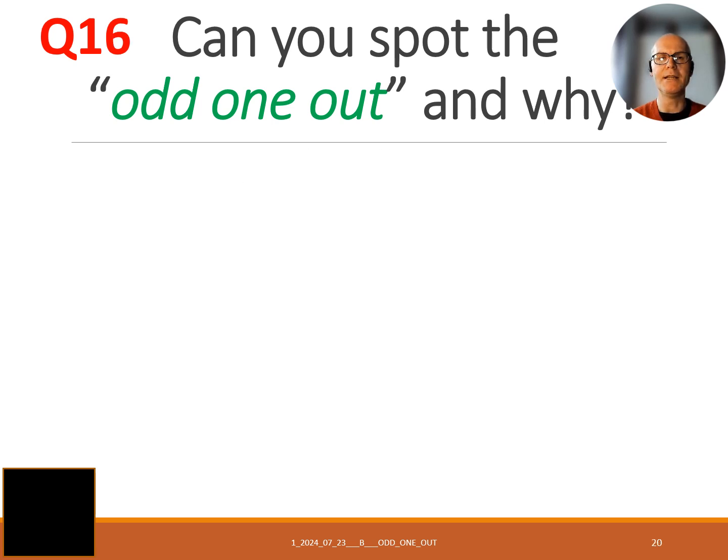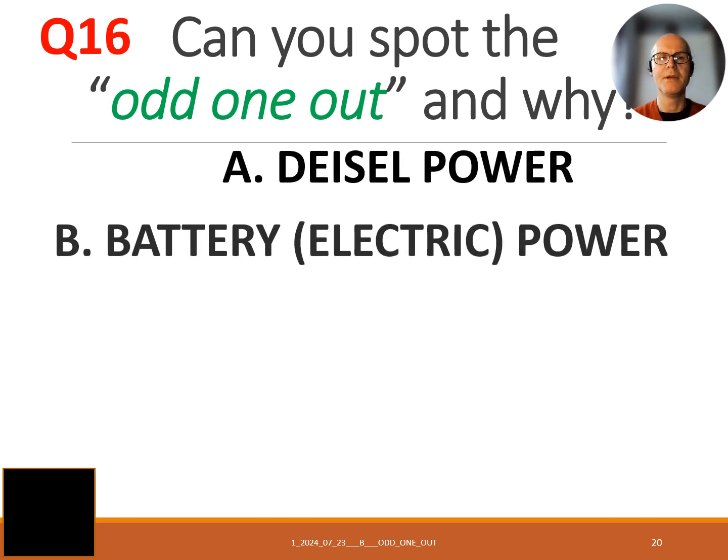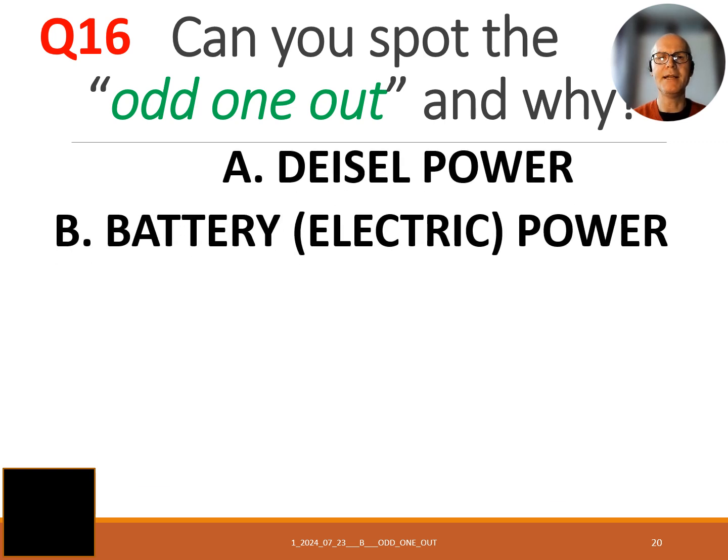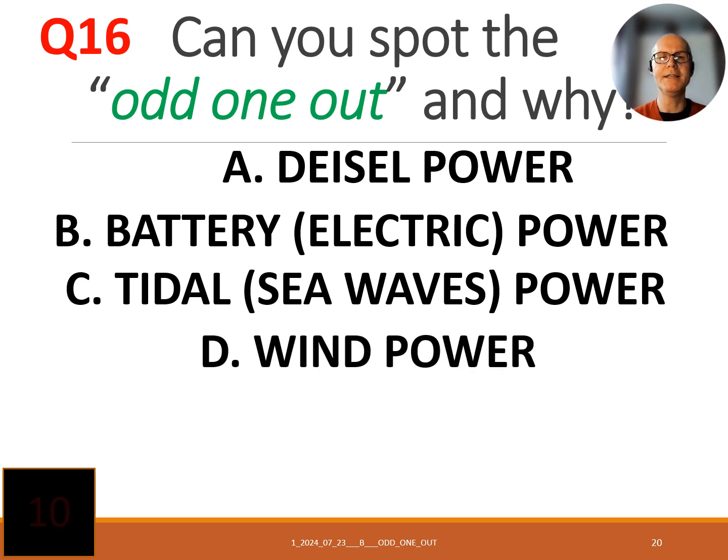Question 16. A. Diesel power. B. Battery, electric power. C. Tidal, sea waves power. And D. Wind power. What's the odd one out from these 4 power sources and why?